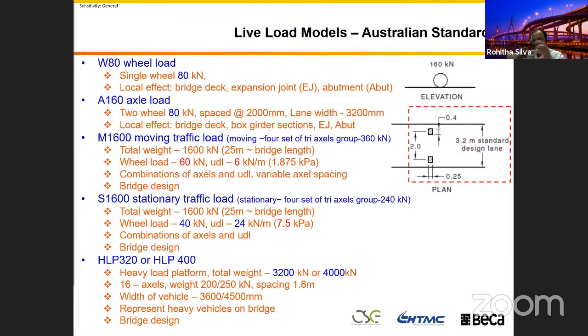To design all these small elements in the bridge, to get some worse effects on the bridge, we use this one. And then we call the M1600 moving load. I'm really sorry, I should have put this one with the picture. You can see in the M1600, M means moving. 1600 means approximately the 25 meter length.